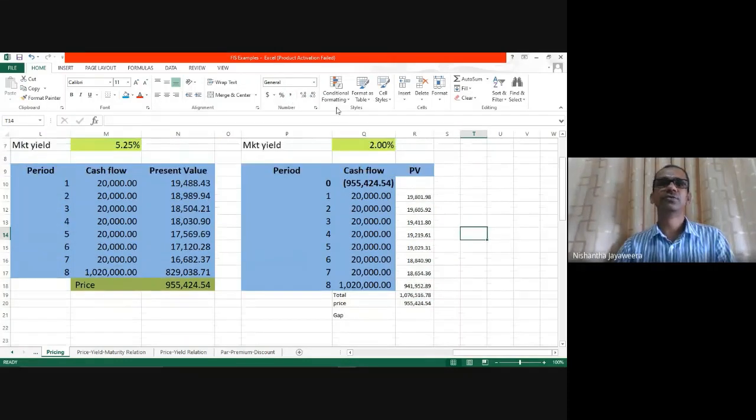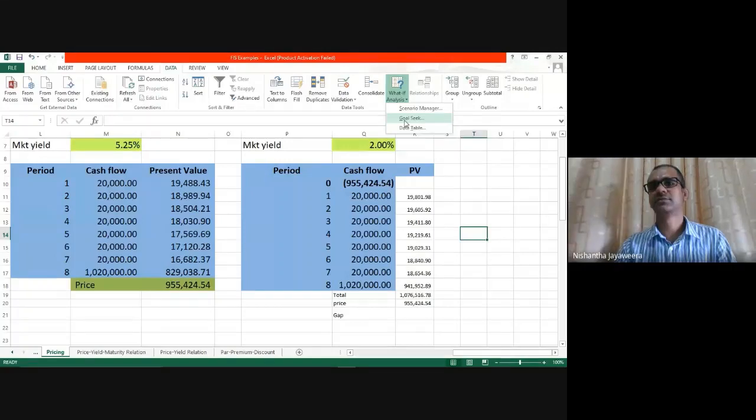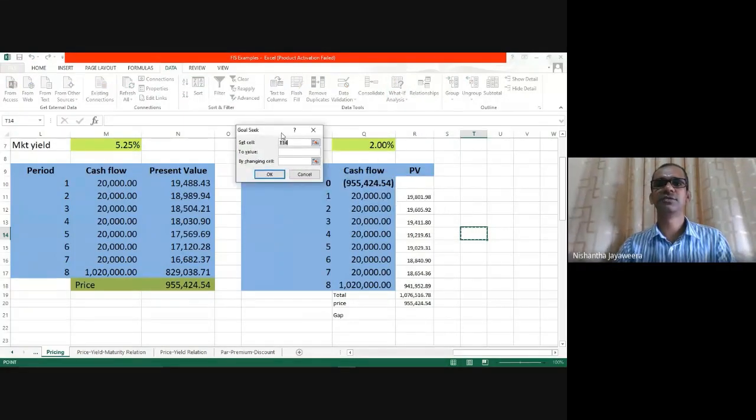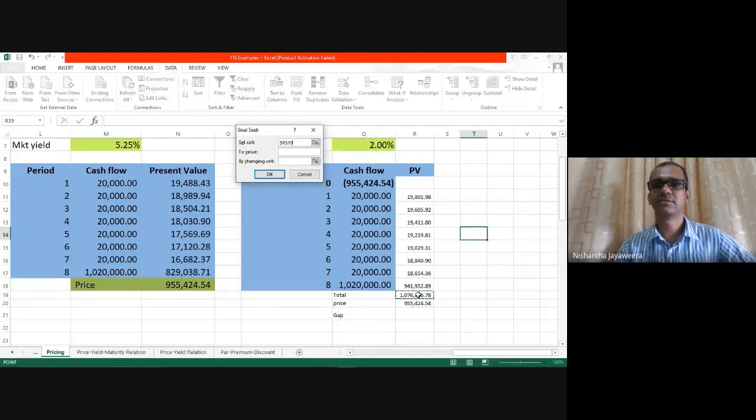What you can do in Excel, there's a tab called Data. Go to that. Then there's What-If Analysis. Select this, then go to Goal Seek. Then it will give you a dialog box like this. Set cell. That is what we want to ultimately set. So what we need, price. As the set cell, select not the price, but this total.